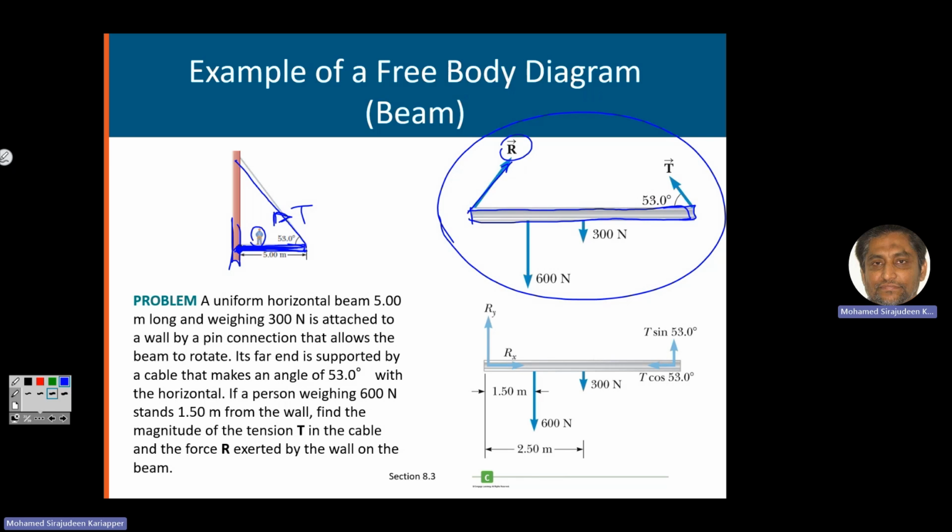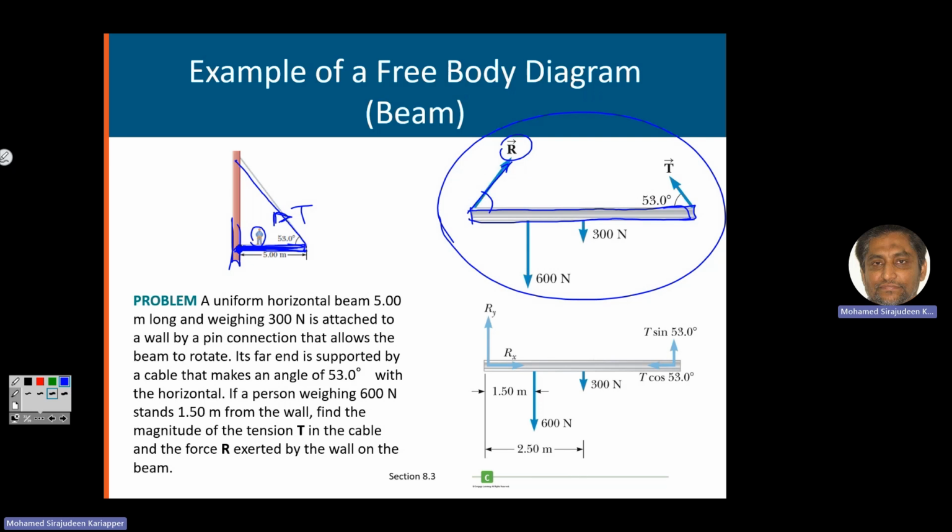Let's say it is in some arbitrary direction. We can reduce it to one single force and let's call it R. We don't know what this angle is, but at least we know there is a force from the wall at the point it is pivoted or pinned, and let us call this force R.